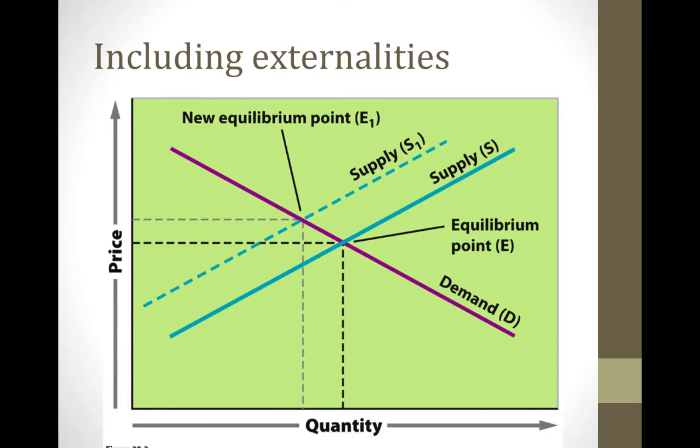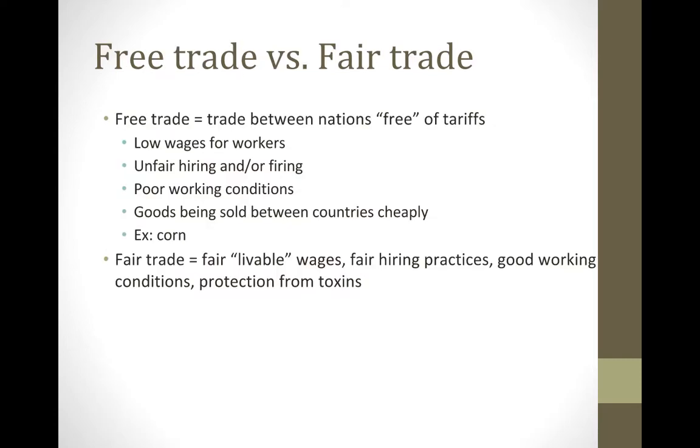Now, it explains pretty clearly why most companies don't like to include externalities in the cost of their product. They don't want to have to pay for pollution cleanup. They don't want to have to pay for the medical costs of people affected by their products. Because all of that would increase the cost that they have to pay and decrease their profits.